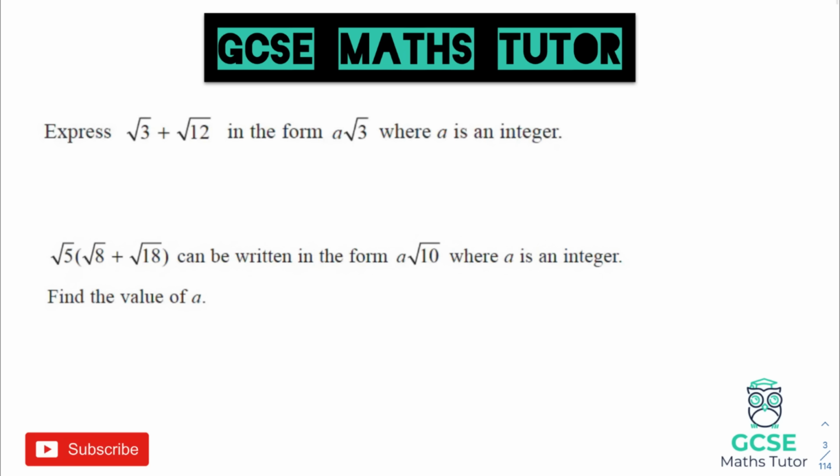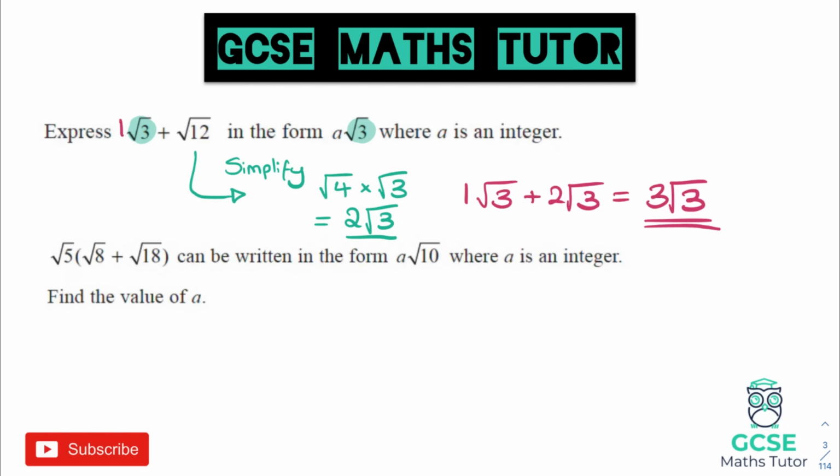When looking at surds, you can only add surds together if they have the same number under the root, so we need to simplify them. So looking at that, root 3 is already simplified, but root 12 could be written as the square root of 4 times the square root of 3. Square root of 4 is 2, and then you can actually add these together. So 1 root 3 and 2 root 3 would combine to make 3 root 3.